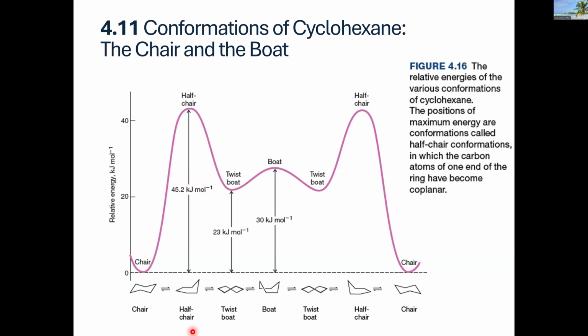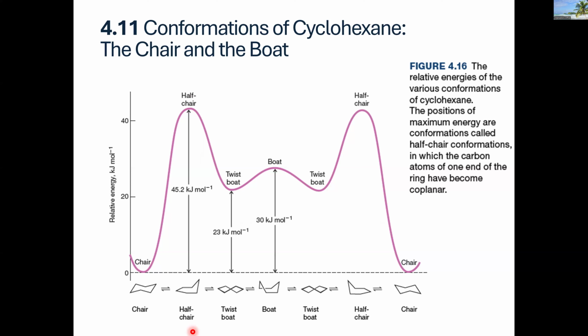So 1, 2, 3, 4 are no longer planar. You have the half chair. You see here that the potential energy for the chair conformation is very low, but if you try to move this, the potential energy increases. This is very unstable. If you twist again, you have the twist boat conformation, which is much lower than this.